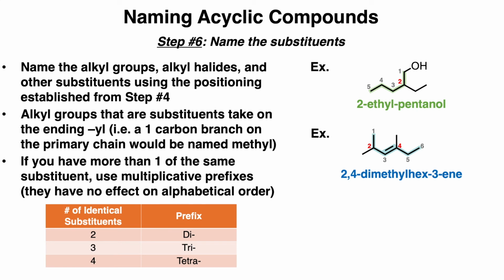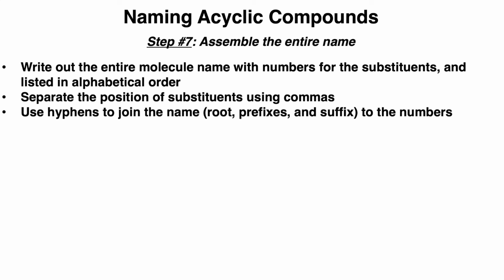hex-3-ene. And lastly, step 7 is to assemble the entire name by writing out the numbers for the substituents listed in alphabetical order. Remember to separate the position of the substituents using commas and then use hyphens to join the name to the numbers.